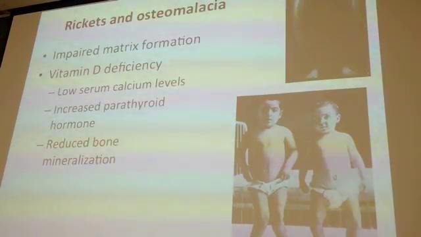So we've talked about osteomalacia and rickets. It's resulting from an impaired matrix formation and impaired mineralization. And this can be caused by vitamin D deficiency, low calcium levels. This is a downward spiral because these conditions increase parathyroid hormone, which is going to increase the breakdown of bone to protect the serum calcium levels, right?